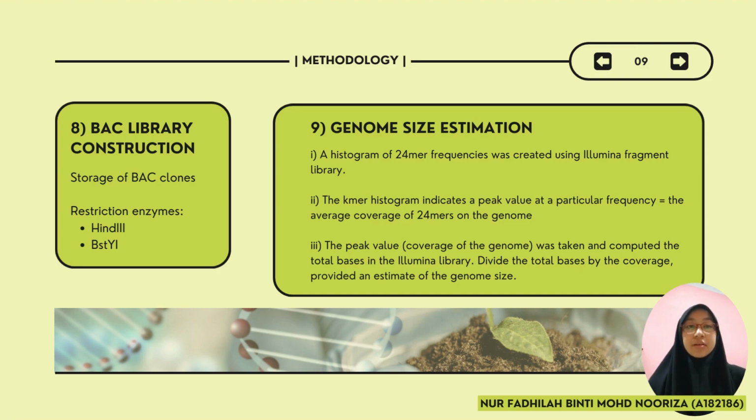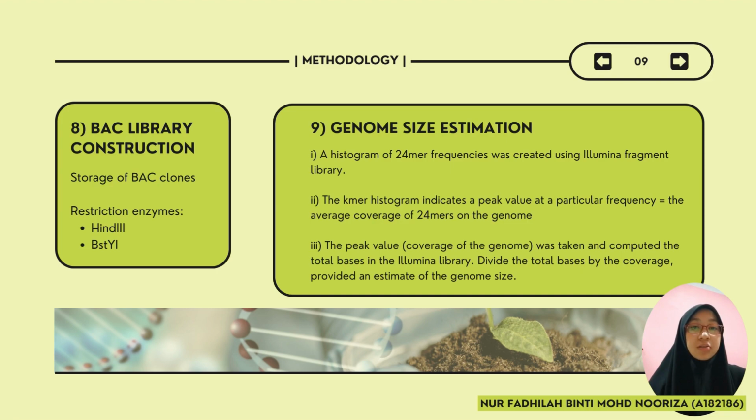For the next method, a bacterial artificial chromosome library is constructed where the BAC clones are stored until needed, and the restriction enzymes used are HindIII and BstYI. And finally, the method to estimate the genome size where a histogram of 24-mer frequencies was created using the Illumina fragment library.